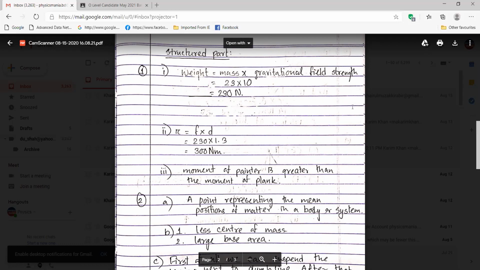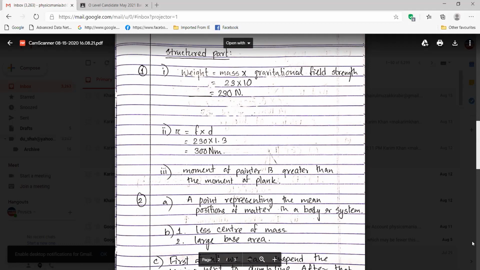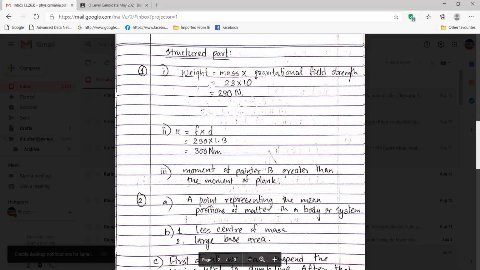Okay, now the structured part. The weight you got, 230 Newton, is correct. And the moment you got, 300 Newton meter, is correct, right? And you wrote: moment of painter is greater than the moment of plank. Yes, correct. So you got this one easily, right?